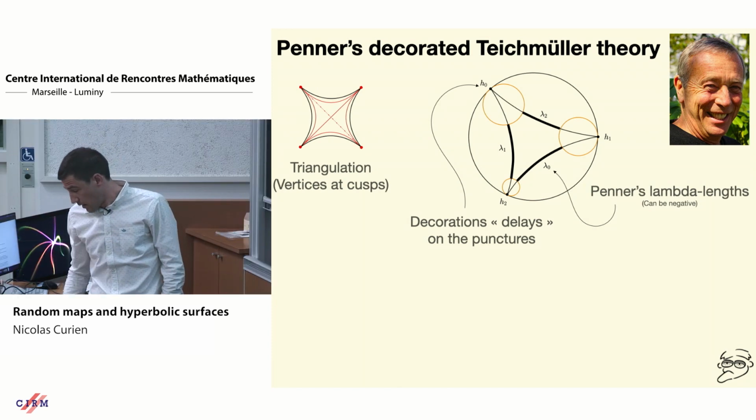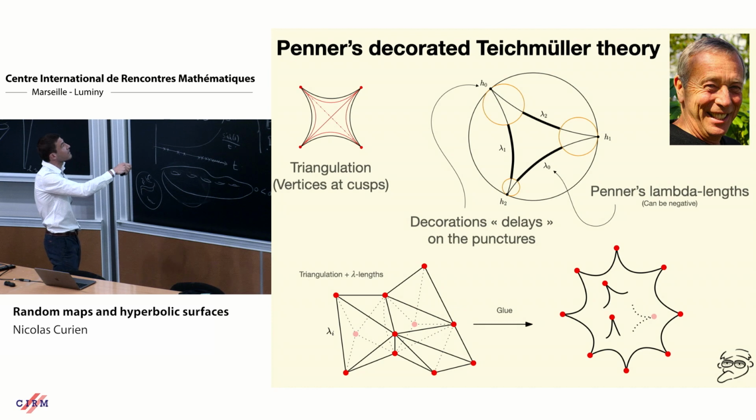Okay, so now what you can do is, if you have an abstract triangulation here, genus 0, you see that's a triangulation of the sphere. Imagine that on each edge, I put a number, lambda.